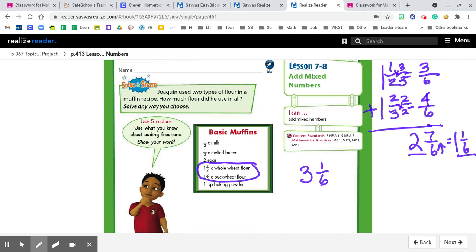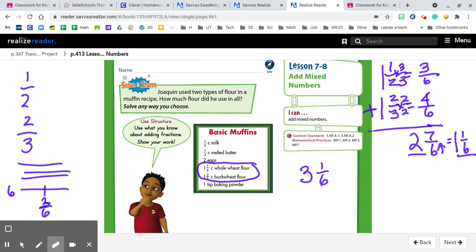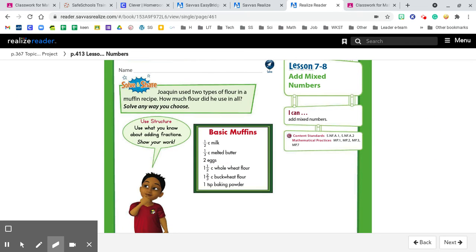You can also use your strips. If you wanted to use your fraction strips, you're adding 1/2 and 2/3. And if you're looking at your strips, you're going to go down to the 6s. And you can see 1/2 is 3 sixes, and 2/3 is 4 sixes. So when you add that all together, you're going to wind up with 7 sixes. All right.